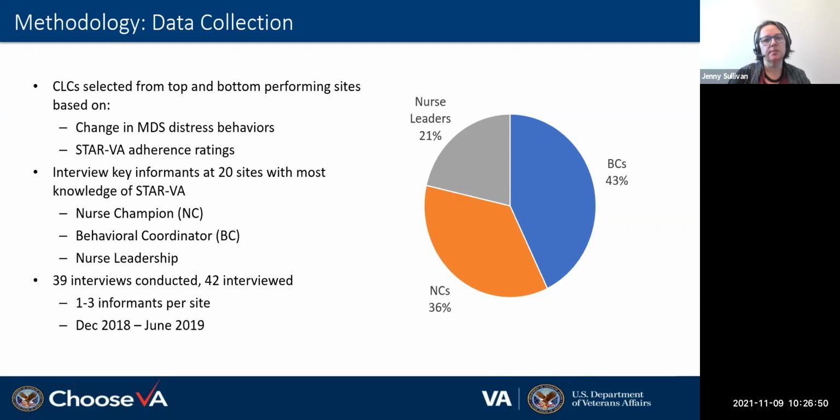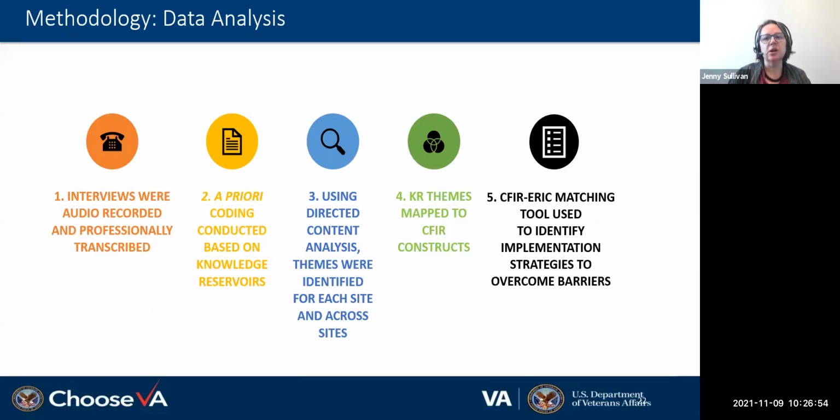So in terms of initial data analysis regarding the identification of factors affecting implementation, interviews were audio recorded with consent and then professionally transcribed. And then we used the transcribed notes to code a priori knowledge reservoir domains. So we used a consensus process to agree on the coding structure, and then had teams of 2 coders coding interviews, and then used directed content analysis to identify our themes within each domain for each CLC. And then we combined the themes across those 20 sites looking for similarities in factors affecting sustainability of STAR-VA. And then our last step was really to map those knowledge reservoirs to CFIR using a consensus process or team discussion. And then we used the CFIR-ERIC matching tool to identify implementation strategies to potentially overcome the identified barriers.